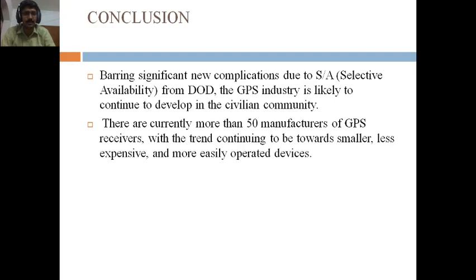continue to develop in the civilian community. There are currently more than 50 manufacturers of GPS receivers. The trend continues to be towards smaller, less expensive and more easily operated devices.